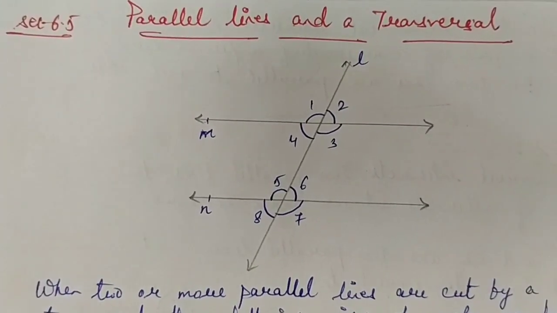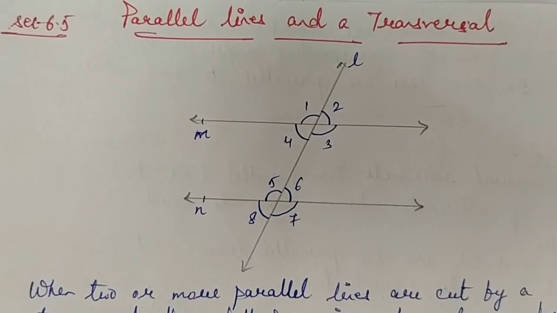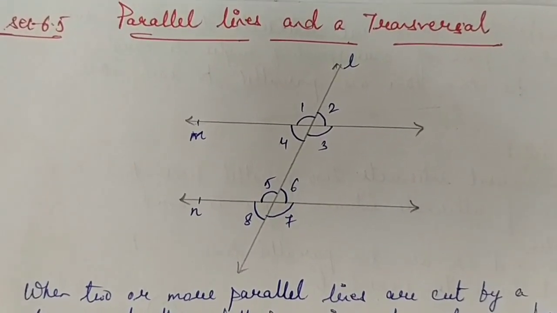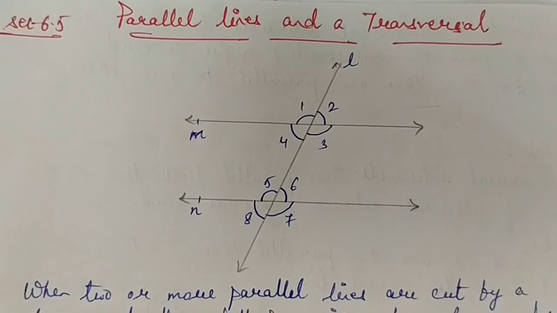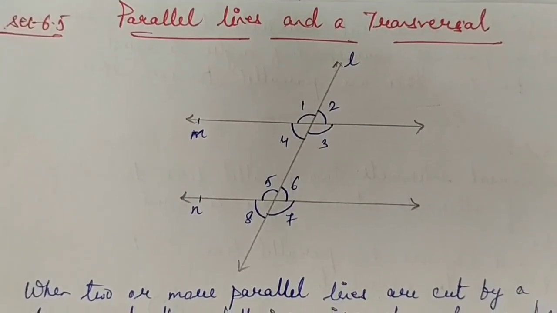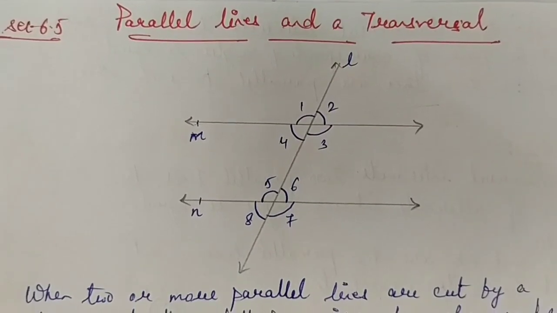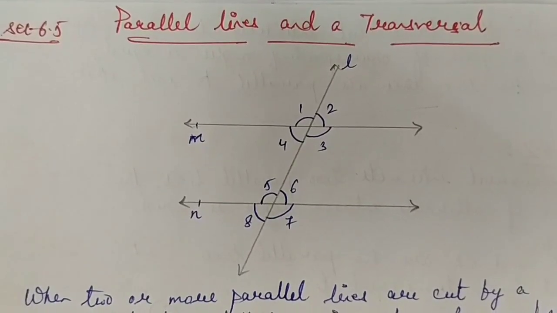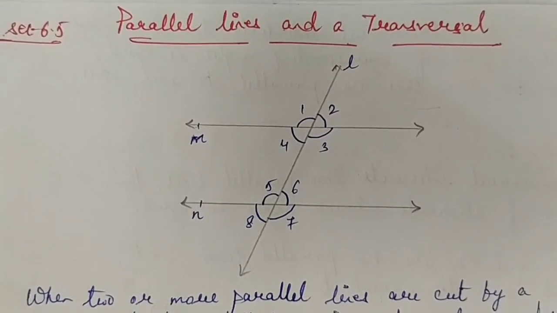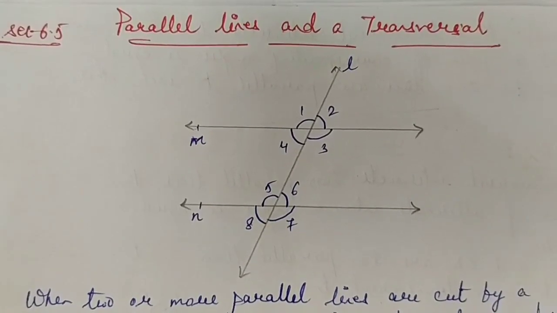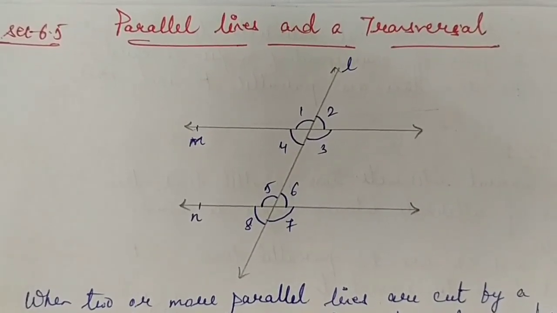In the previous video, as we started with the chapter Lines and Angles, we discussed a theorem that vertically opposite angles are equal. It means when two lines intersect, they form two pairs of vertically opposite angles, and we proved that the vertically opposite angles are equal using the linear pair concept.